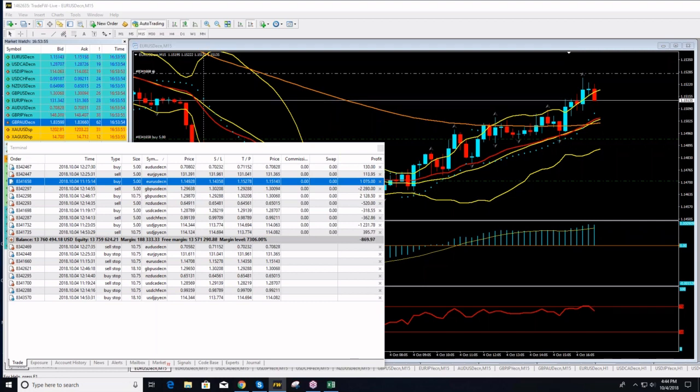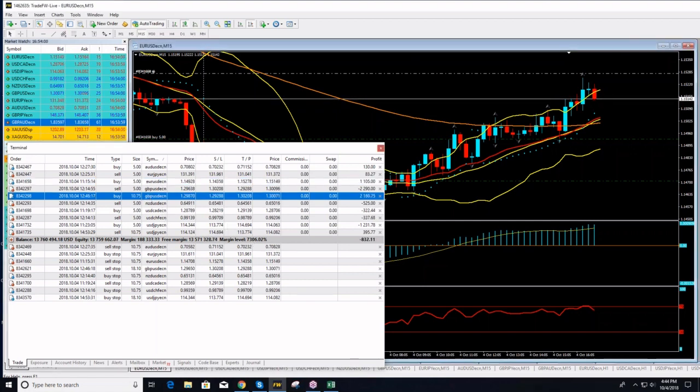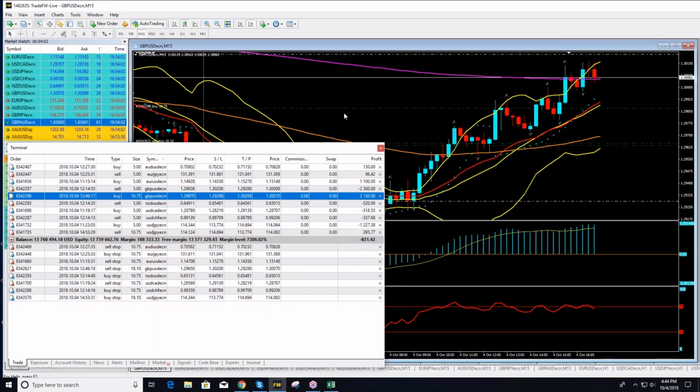So for the moment, false alert on pound dollar and euro dollar. We see a small pullback now. So we are patiently waiting for the trades to develop.